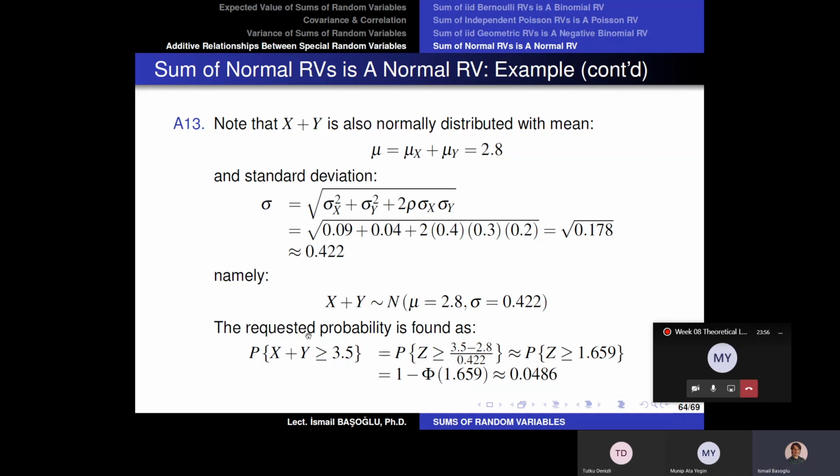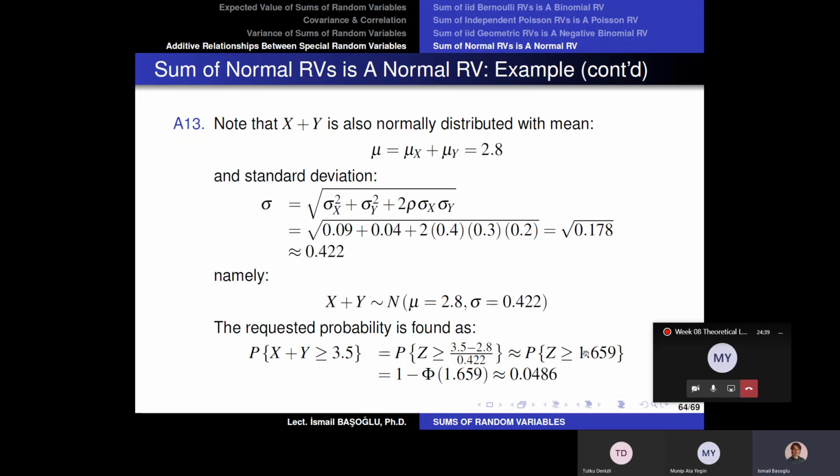And the requested probability is what? The probability of the sum of these two random variables to be greater than or equal to 3.5. Now, how do I solve such a probability related to normal distribution? What is the golden rule? I don't know if you have done this in the exam or not. The golden rule is that the probability statement should be standardized, right? So we need to subtract the location parameter from both sides and divide the difference by the scale parameter. And the left-hand side will become a standard normal random variable, and the right-hand side will be equal to 1.659.